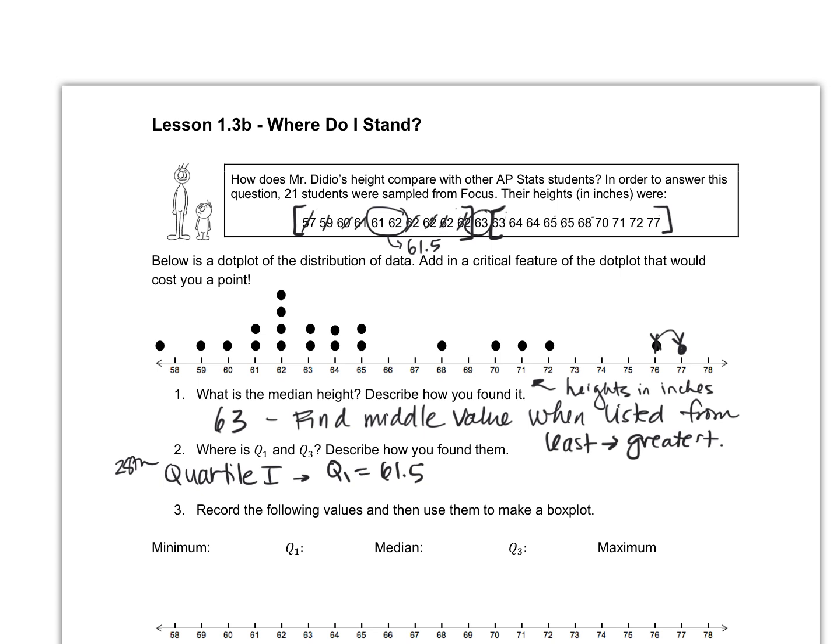And then to find Q3, it's the same thing. Take the high section of the data above the median, and let's find the center of this. There it is. What's the average? So Q3 is 66.5. So how do we do this? We find the median of the low half and the high half.